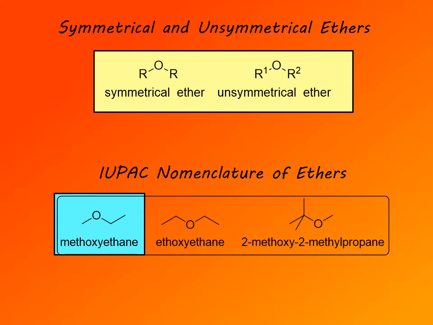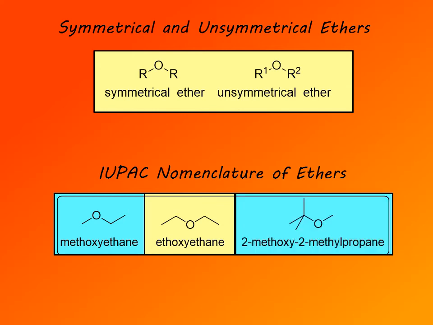If the longest chain, the parent chain, has more than 2 carbons, we'll have to use a number to indicate to which carbon the alkoxy group is attached. Note that the 2 substituents are identical. Simply one is named as the parent chain and the other one as an alkoxy substituent. So this is ethoxyethane.